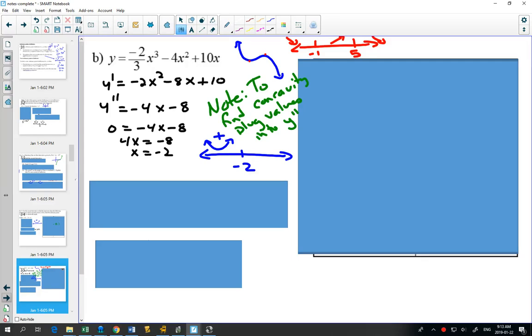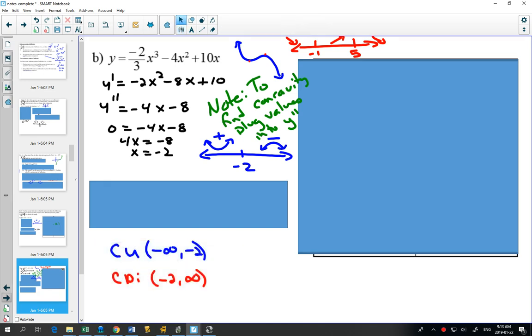So plugging in something larger than negative 2, like 0, into my second derivative gives me a negative number. Draw the cyclops with a negative sign, looking sad. That section will be concave down. So it's concave up from negative infinity to negative 2, and concave down from negative 2 to infinity.